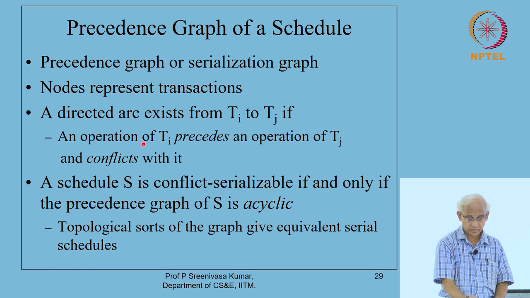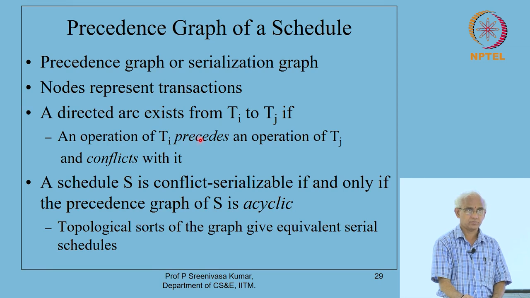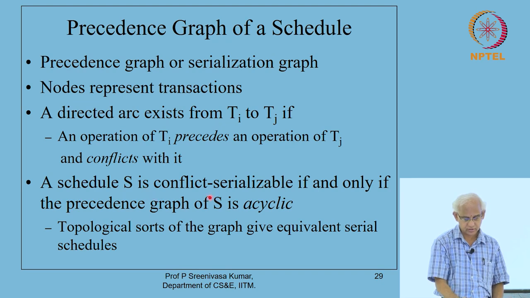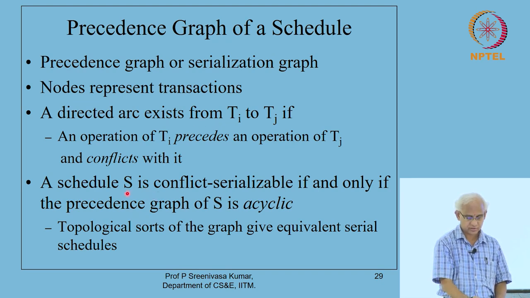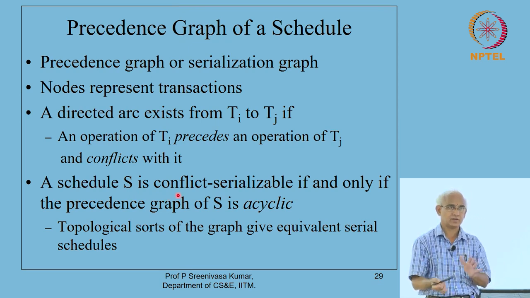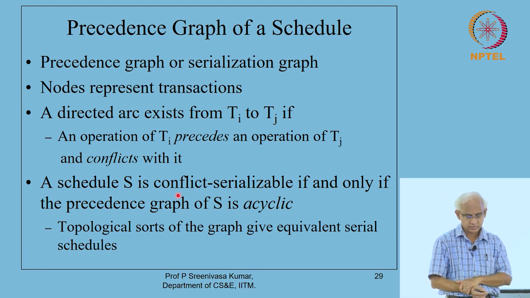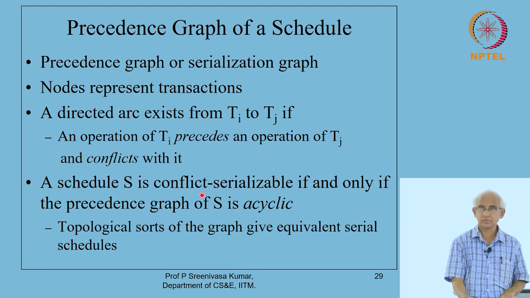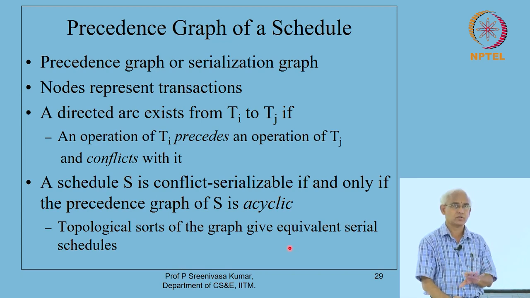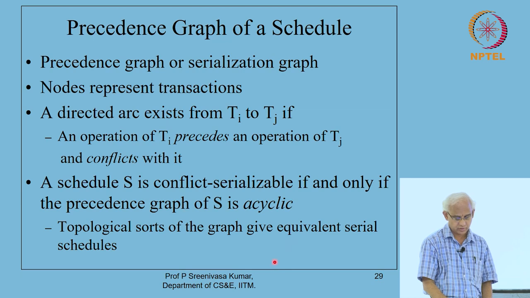So, essentially we are again representing the conflicting pairs of operations by arcs, and then we can redefine conflict serializability in terms of this precedence graph, saying that schedule S is conflict serializable if the precedence graph is acyclic. Okay. If the precedence graph is acyclic, then we can say that the schedule is conflict serializable. In fact, the different topological sorts of that acyclic graph will give you equivalent schedules.